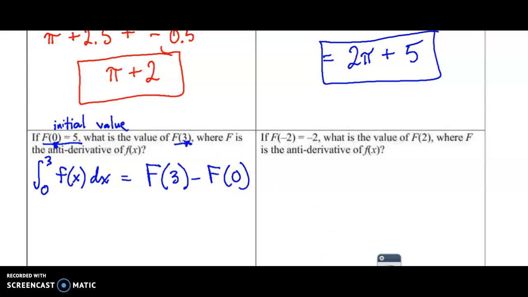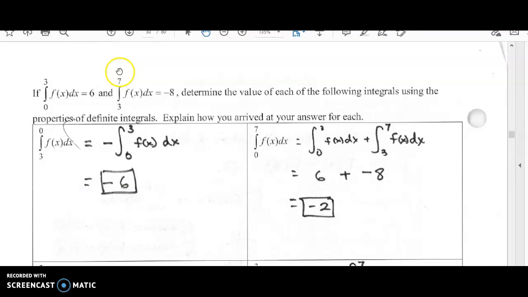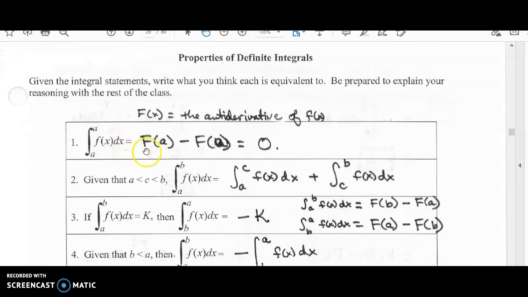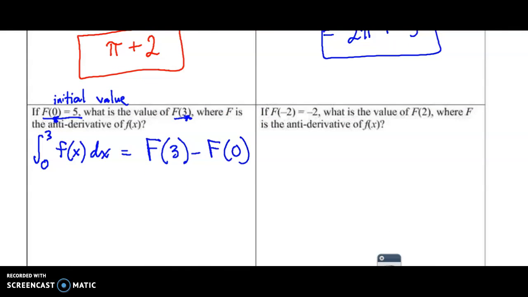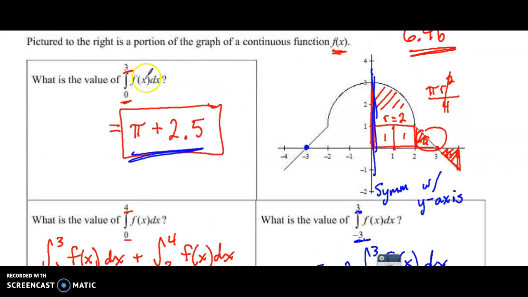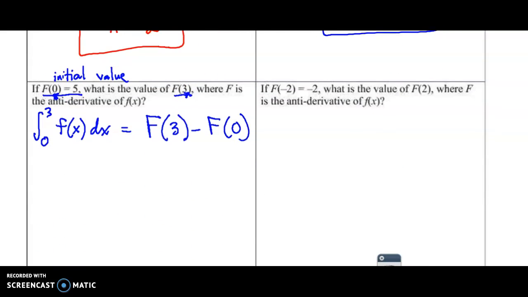And I might reference back to the notes when we talked about that. Right here. Right there. So we also figured out earlier from the very first question that the integral from 0 to 3 of f of x dx is equal to pi plus 2.5. So I can set up an equation where this piece is equal to pi plus 2.5.